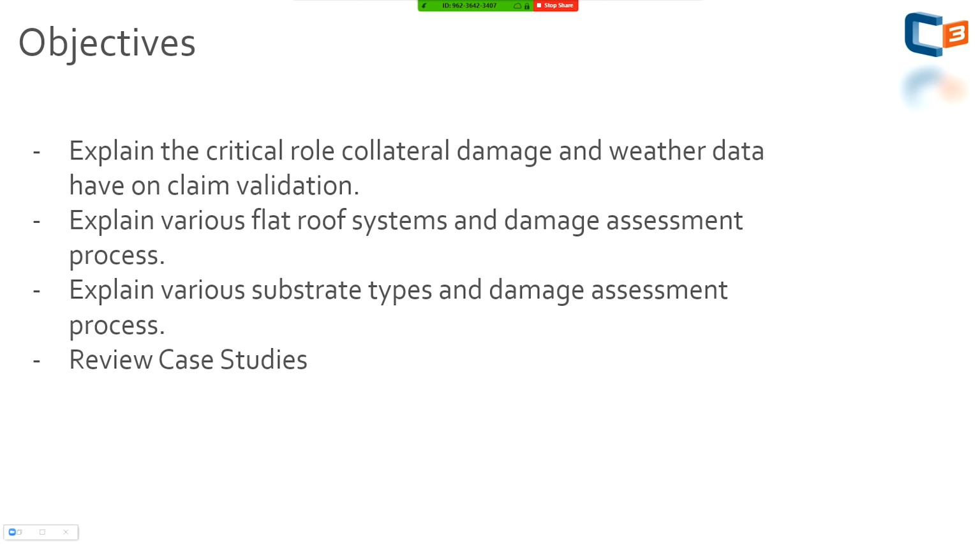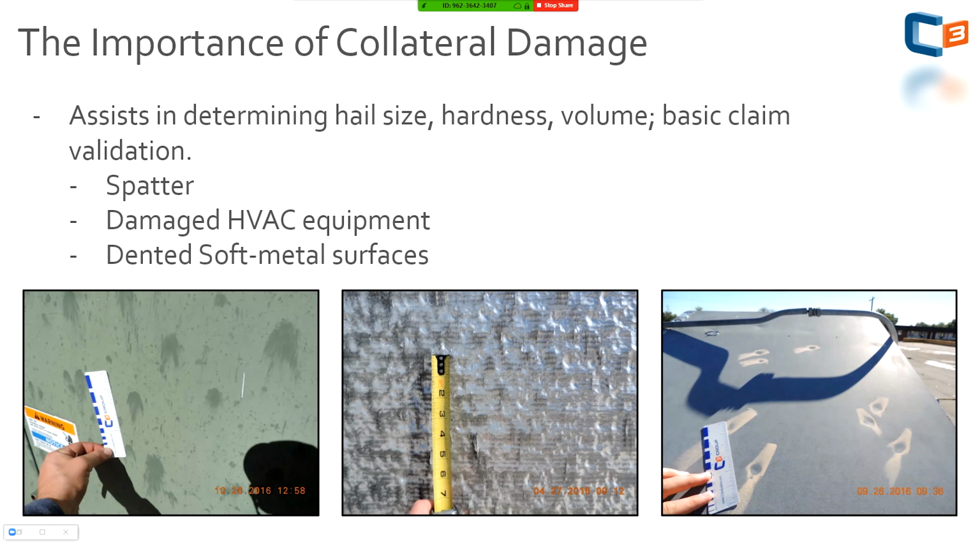Obviously, no presentation out there is going to give you a bird's eye view of every single situation that you're going to see. You're going to see new things. So this is really just trying to bring awareness to all of us industry-wide so that we can address these efficiently. Starting with collateral damage, this assists in determining hail size, hardness, volume, and basic claim validation. This is something that's widely overlooked by a lot of parties and even the insurance carriers.